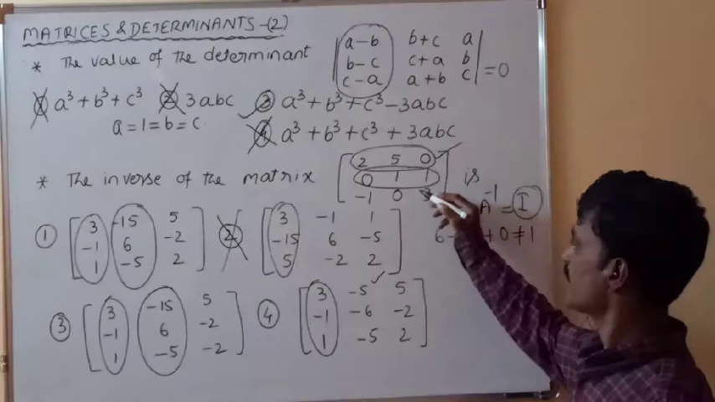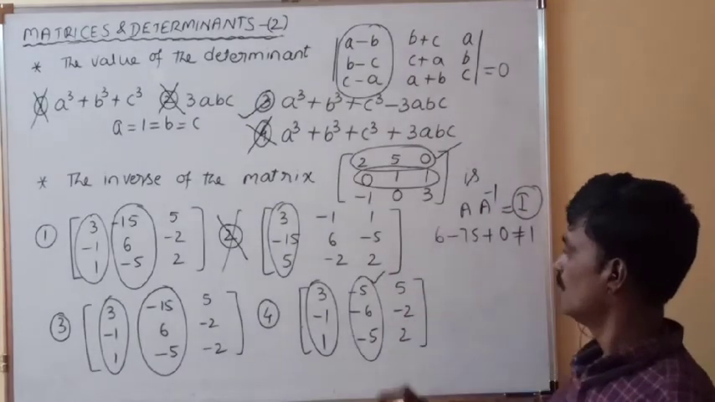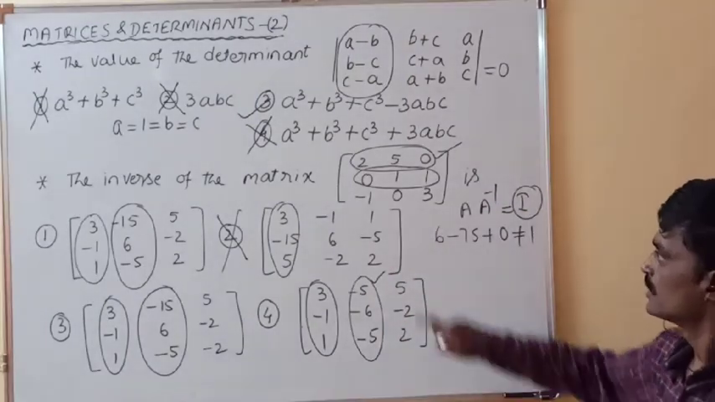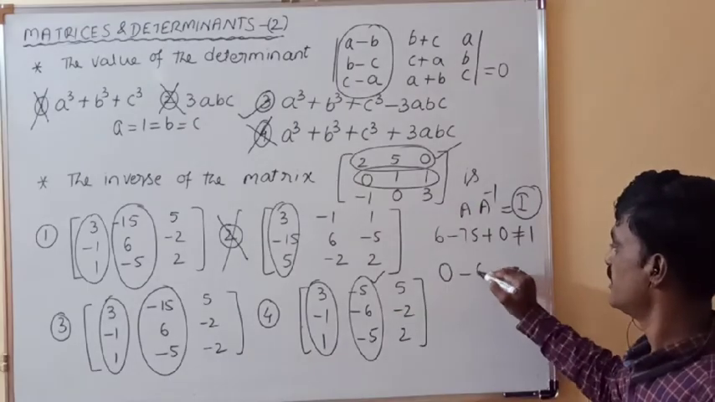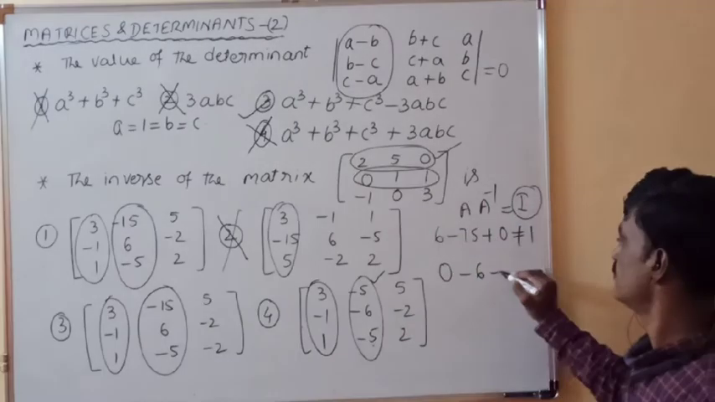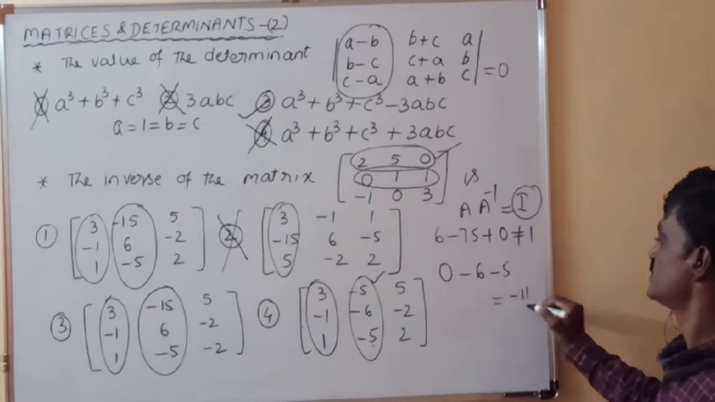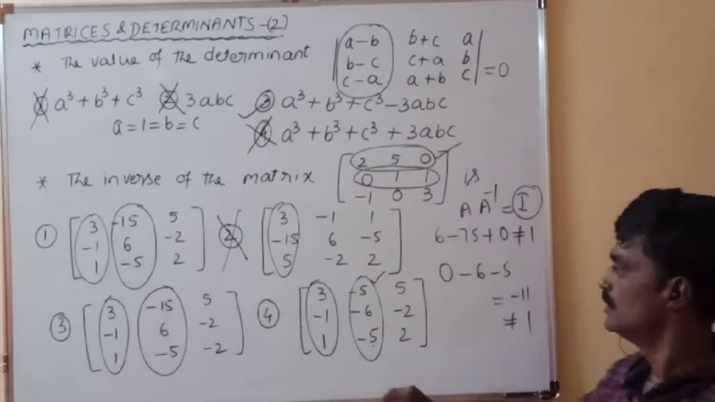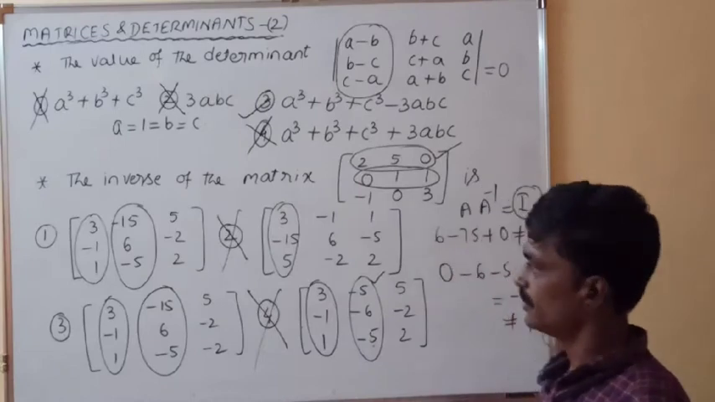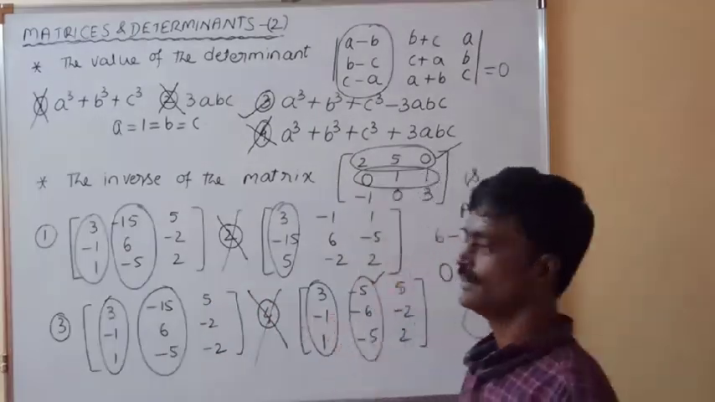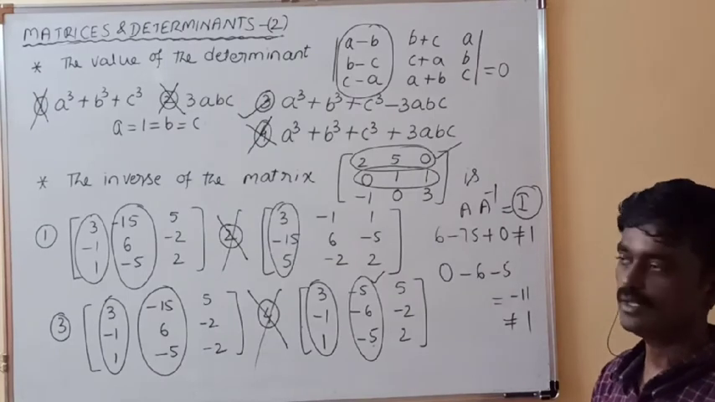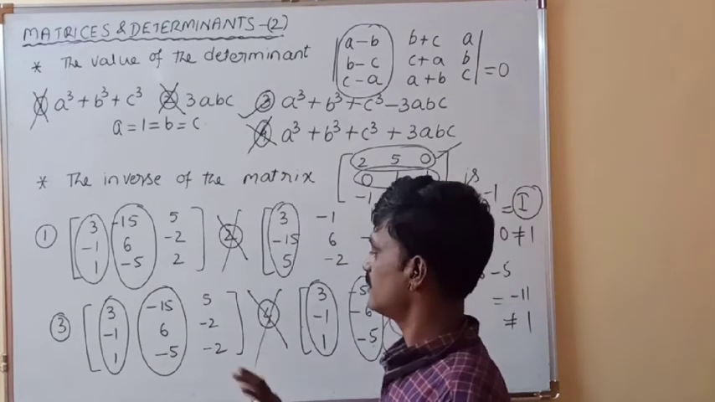If you multiply the second row into the second column, whether you are getting 1: 0 into minus 5, 0, 1 into minus 6, minus 6, 1 into minus 5, minus 5. What are you getting? Minus 11, which is not equal to 1. So the fourth option is also wrong. Then either the first option or the third option. Here observe, the third column elements are not identical.